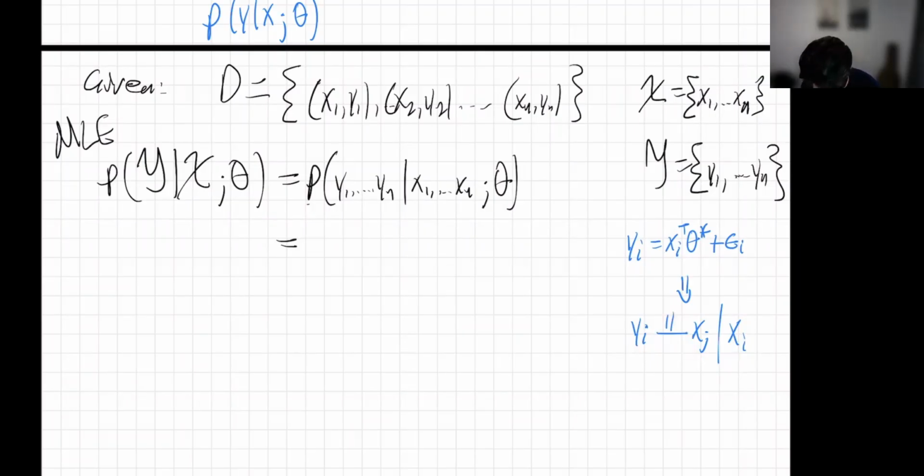That's conditional independence. Why? Because we can just see how yi was generated. It just depends on xi. That's it. It doesn't depend on xj, etc. Does this make sense to people?